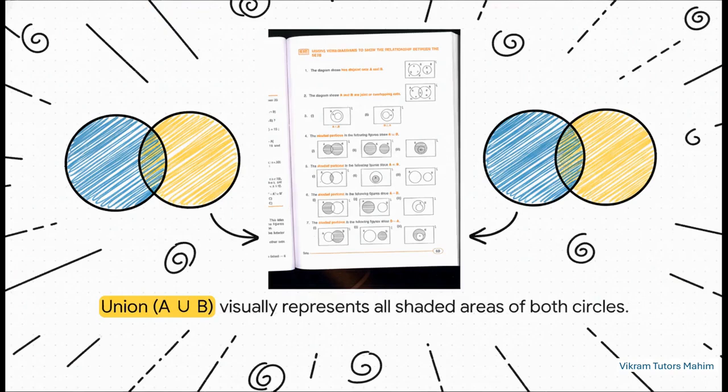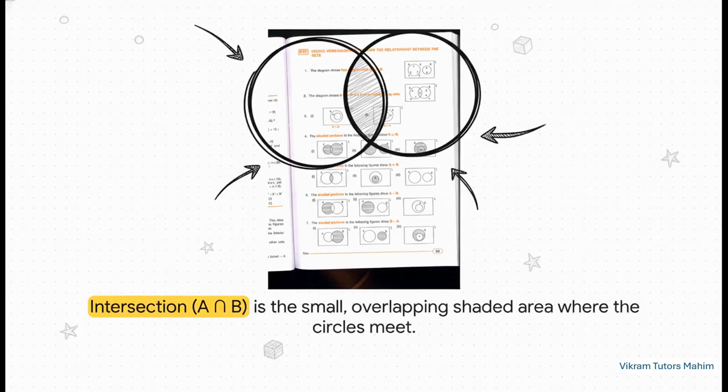So let's see how this works. Remember union? That was about combining everything. On a Venn diagram, the union is literally everything you see shaded here. The whole of circle A, the whole of circle B, and the bit in the middle. All of it. If it's in a circle, it's in the union. Okay, now what about intersection? Remember, that was all about the overlap, what they have in common. Well, visually, it's exactly what you think it is. It's just this little sliver in the middle where the two circles cross over. That little piece is the only part that belongs to both sets at the same time.